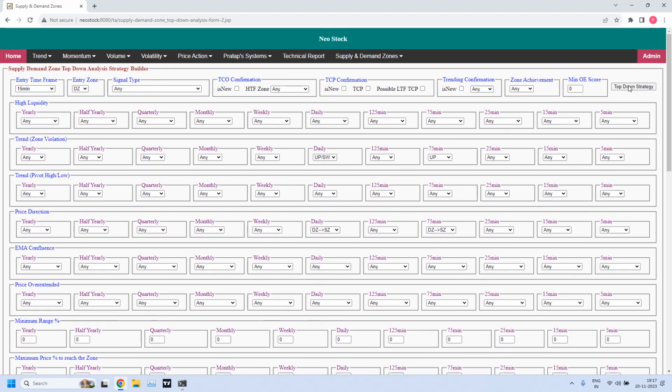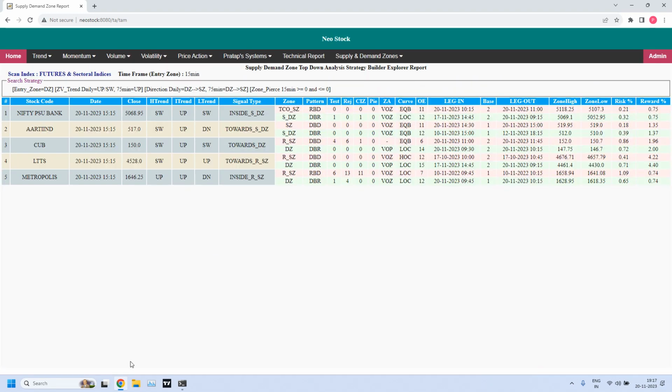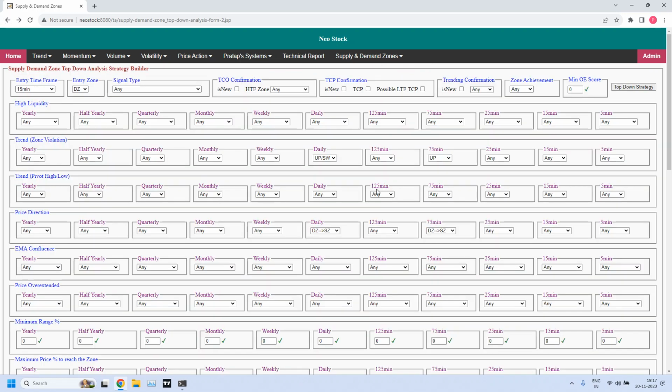So let us generate. We have 5 stocks. These are all supporting the bullish trade setup. And we have 2 more reports to generate for the bullish setup. What is the second one? Now the daily is moving from demand zone to all-time high, but 75 minutes is still moving from demand zone to supply zones. So we are looking for 75 minute supply zones.